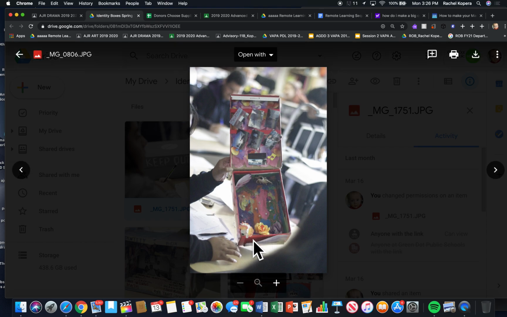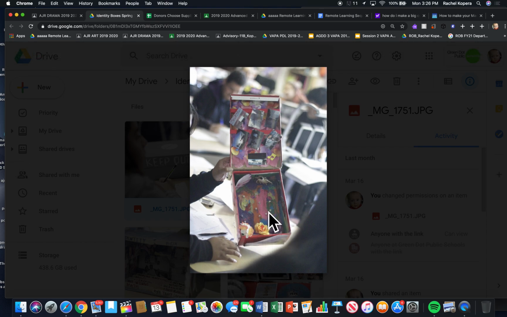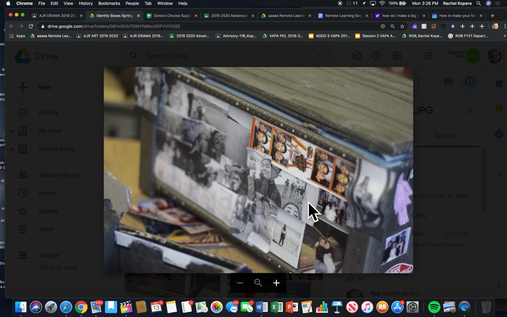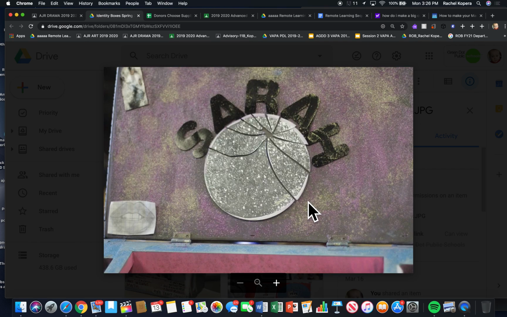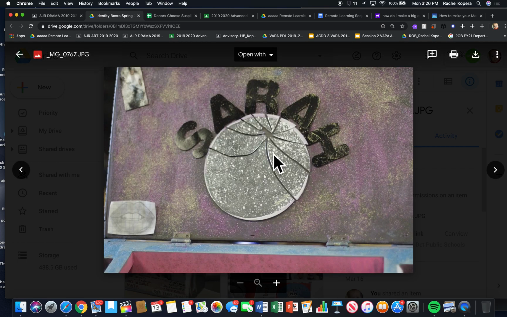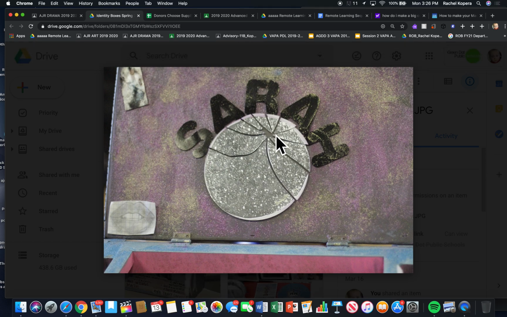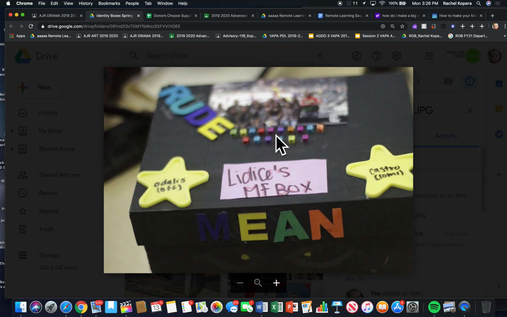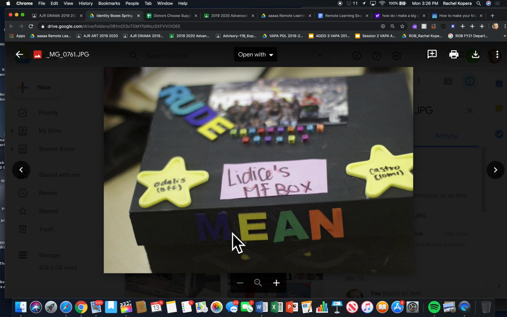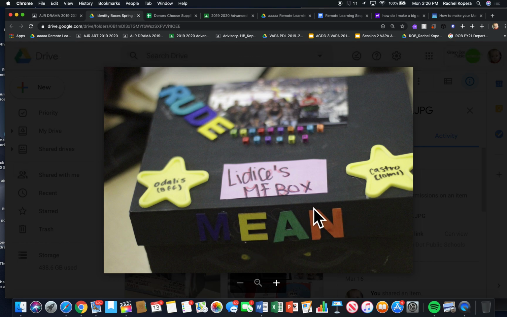Look at this. Again, no stress if you don't have paint, right? Use what you have. Here's the outside of a box. Okay, we are broken. You know, like face the broken parts. We are stronger at the broken places, guys. Ladisa's box. Okay, people saw her as rude and mean. They probably still do, but inside, she's beautiful.